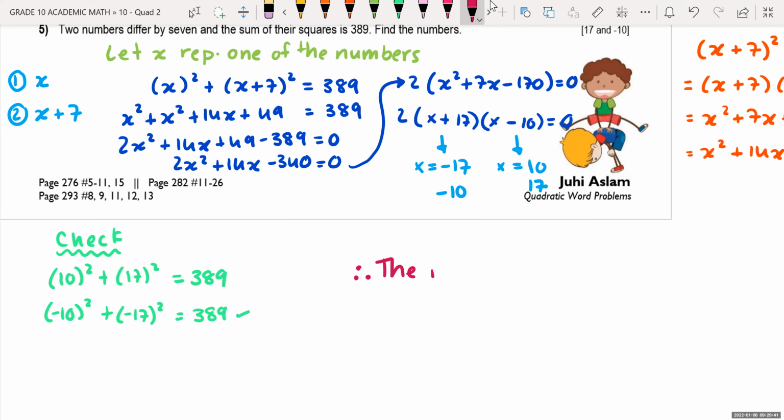So to finish off this question, we're going to have our therefore statement, and we're going to say, therefore, the numbers are 10 and 17 and negative 10 and negative 17. Have I included everything? Let's just do a quick check. I have a let statement. I have a therefore statement. I have a check. I have my proper algebraic solution. I have clearly written down what my numbers are. So that is like the proper solution. Okay, stop recording.